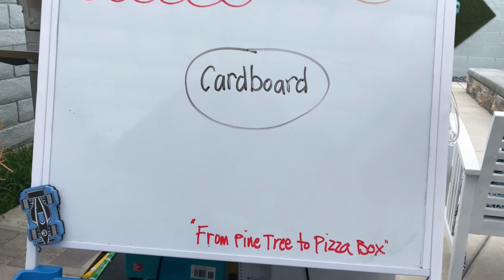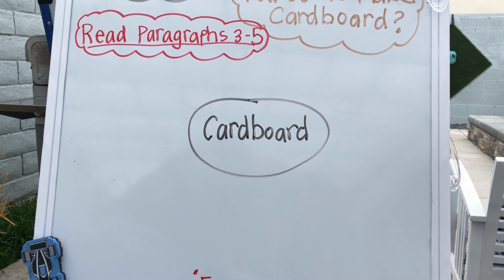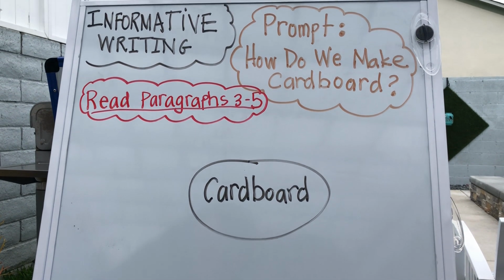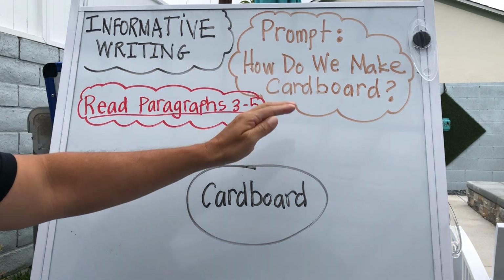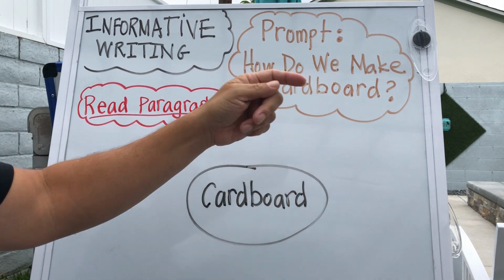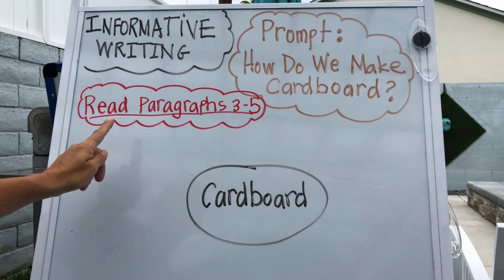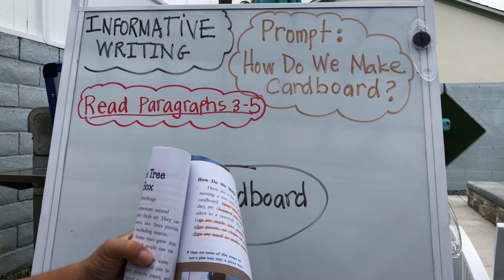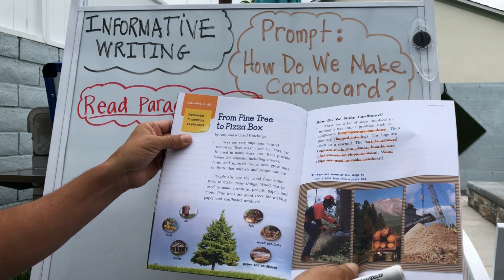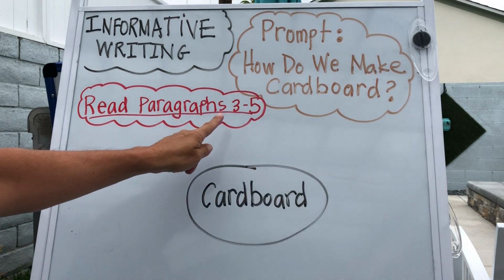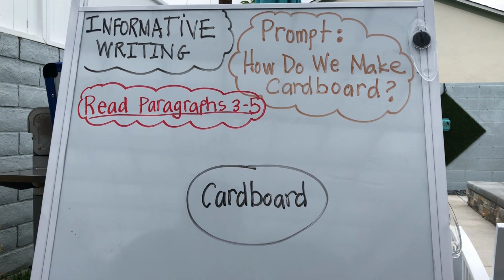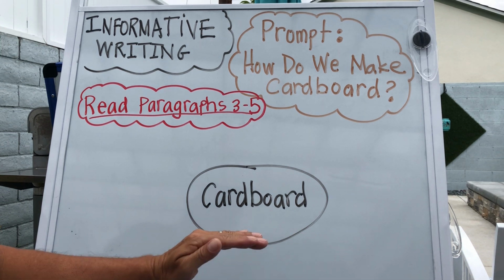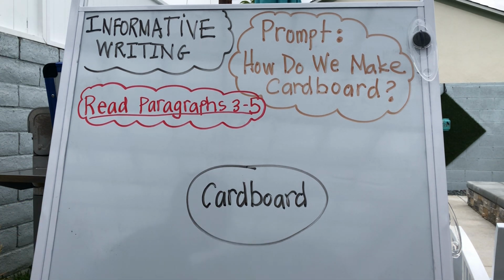Okay, so let me go back over here and let me show you. So there's our informative writing piece over here. This is our prompt. We're going to write about how we make cardboard. And to help you, I want to refer you to the informational piece From Pine Tree to Pizza Box. And you want to make sure that you read paragraphs 3 through 5, because that is the source of our information so that we can gather ideas to write about how we actually make cardboard.